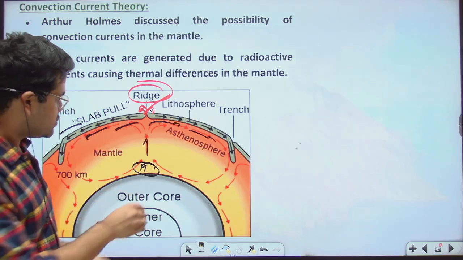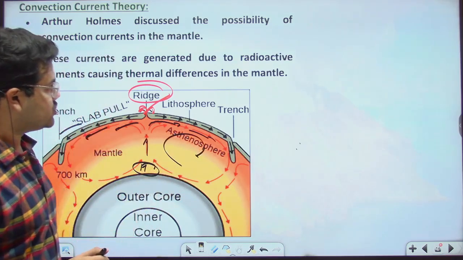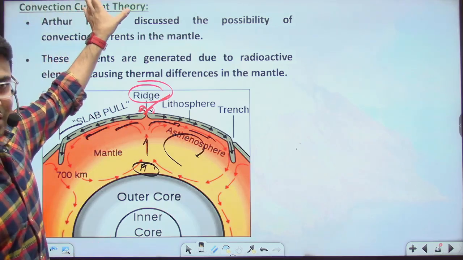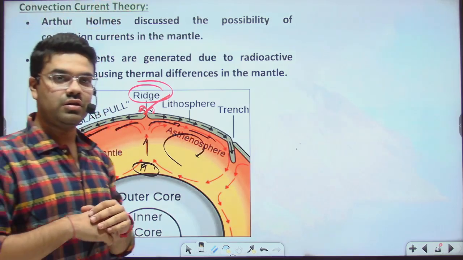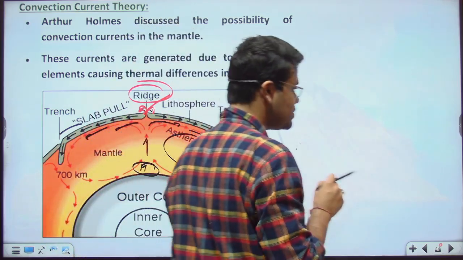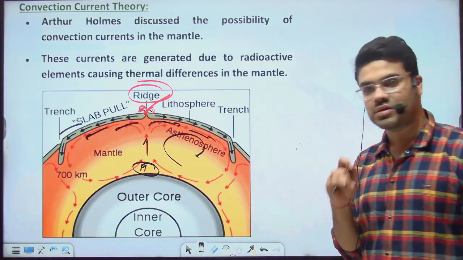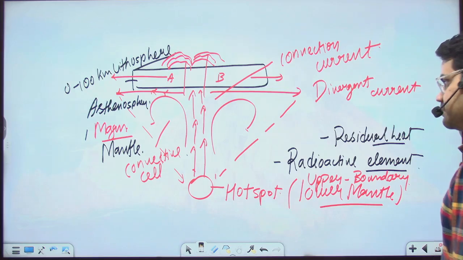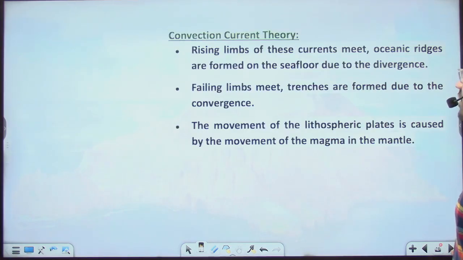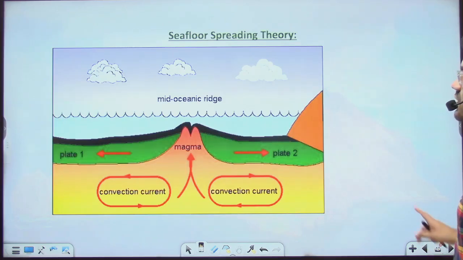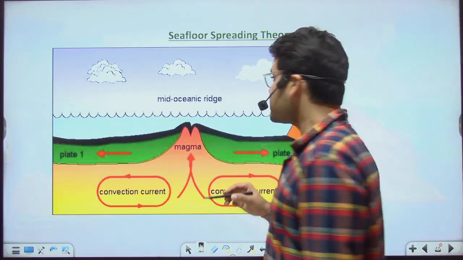Okay. This whole cell is said to be a convection current. So what did convection current theory say? It is also said to be thermal convection current theory. It explained the mechanism of movement of the plates. I hope it's clear. Now the next theory. The next theory that we are going to read is seafloor spreading theory. It was given by Harry Hess.